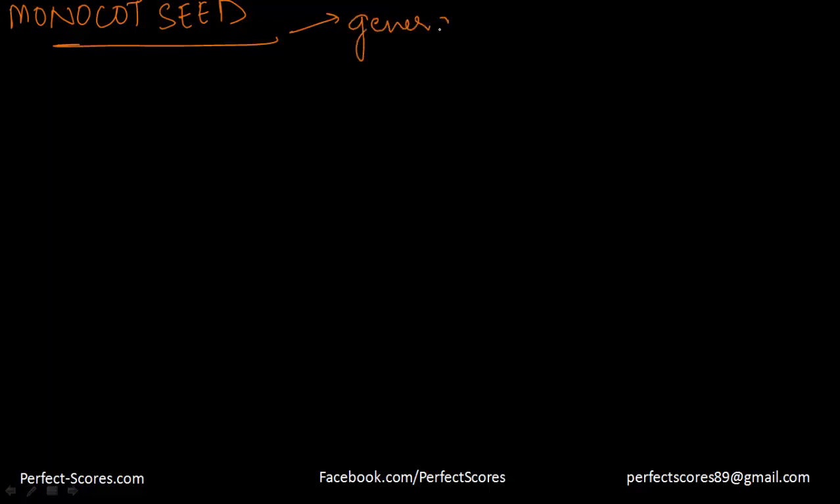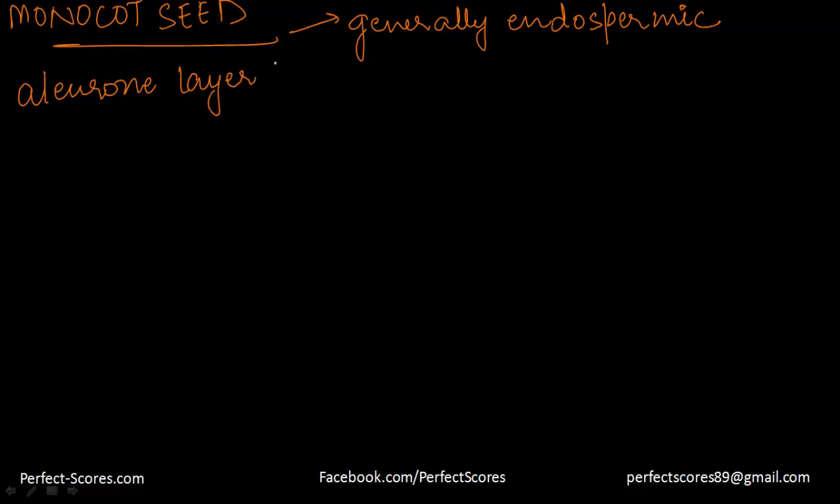The next thing you need to know is about the monocot seed. So the monocot seed is generally endospermic. That means it's used to store lots of food. So that's why I'm saying generally, because there might be some exceptions. And they also have an aleurone layer. This is basically a protein layer that is used to separate the embryo.